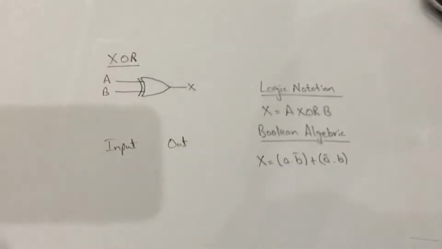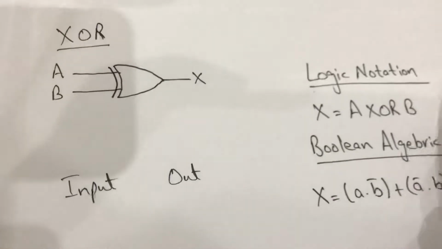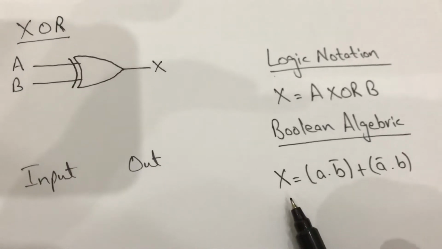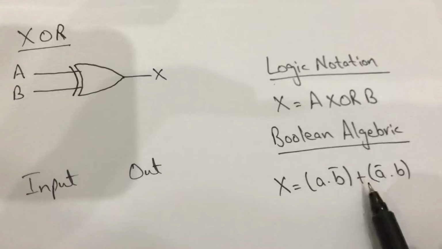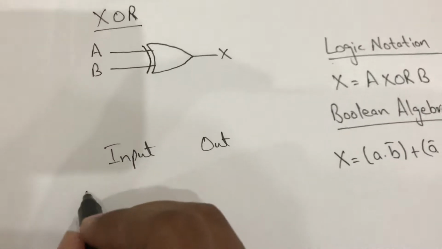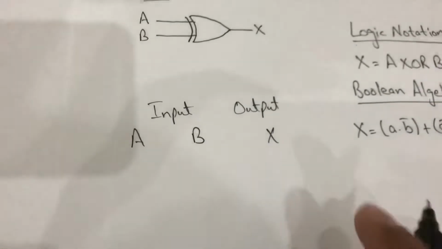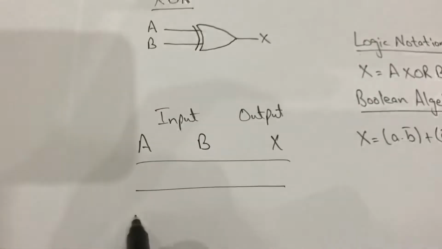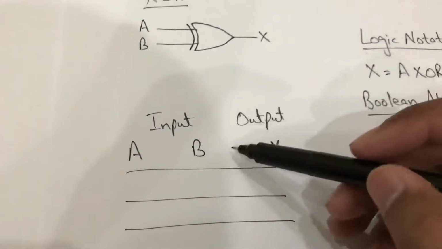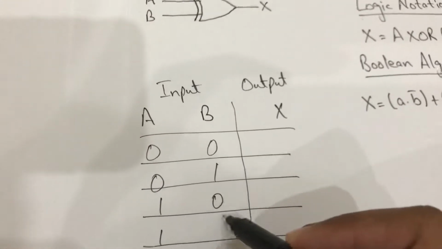The third one was XOR gate, that is exclusive OR gate. The logic notation of XOR gate is X is equal to A XOR B, and the Boolean algebraic notation is X is equal to A dot B bar plus A bar dot B. So the inputs are A, B, and the output is X. The input values are 0 0 1 1 and 0 1 0 1.